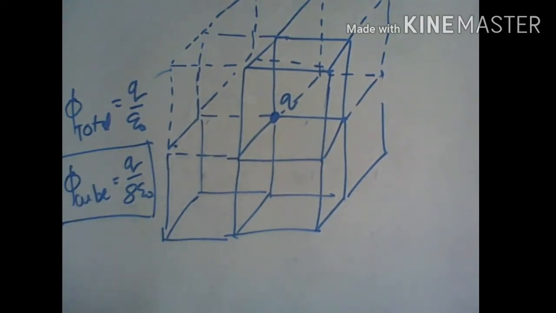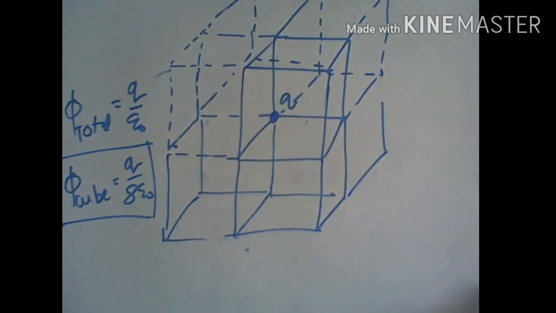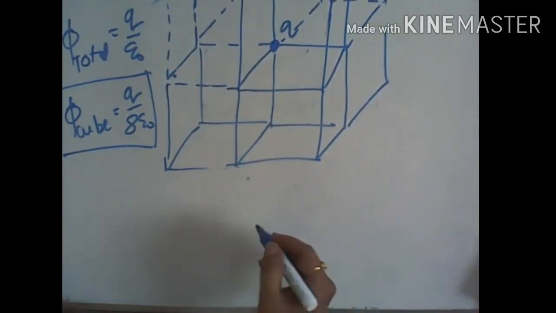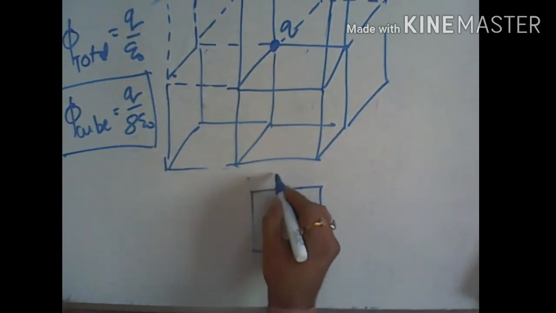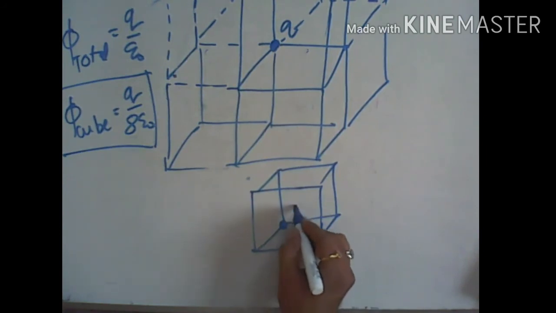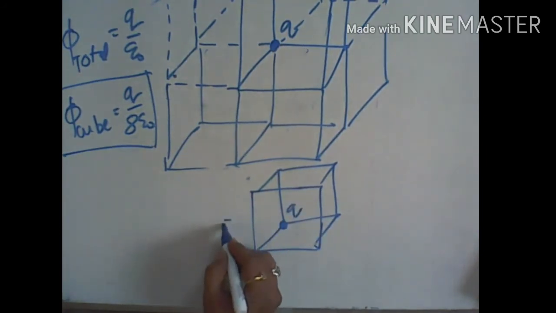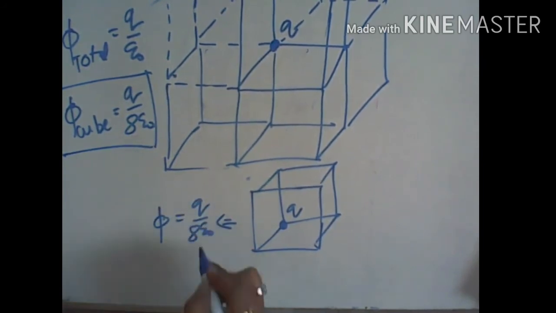So the flux through this cube, when the charge is placed here, I will draw the diagram slightly down. So whenever we have a cube and the charge is placed at this corner, the flux through this will be given by phi equals Q by 8 epsilon naught.